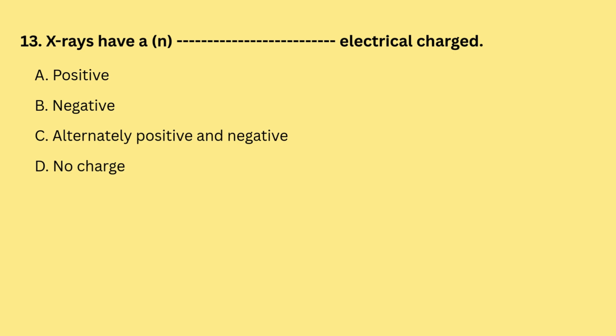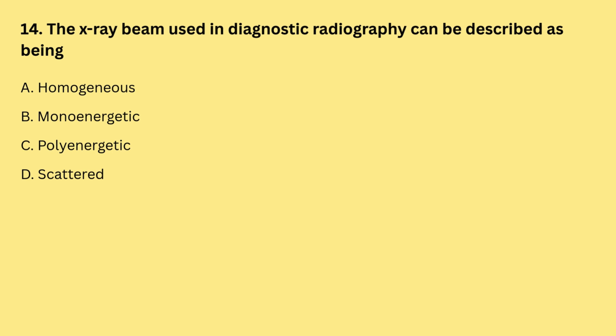Number 13. X-rays have dash electrical charge. A. Positive, B. Negative, C. Alternately positive and negative, D. No charge. Answer is D. Question number 14. The X-ray beam used in diagnostic radiography can be described as being A. Homogeneous, B. Monoenergetic, C. Polyenergetic, D. Scattered. Answer is C, polyenergetic.